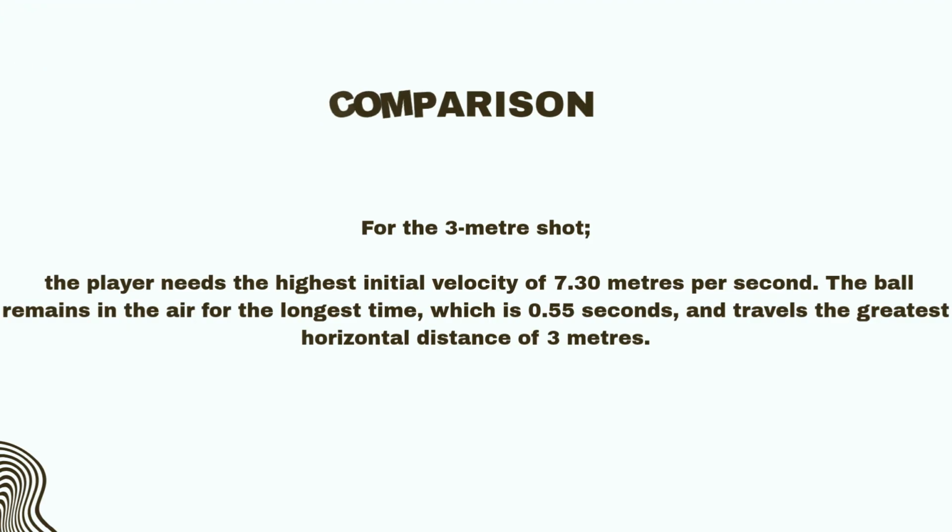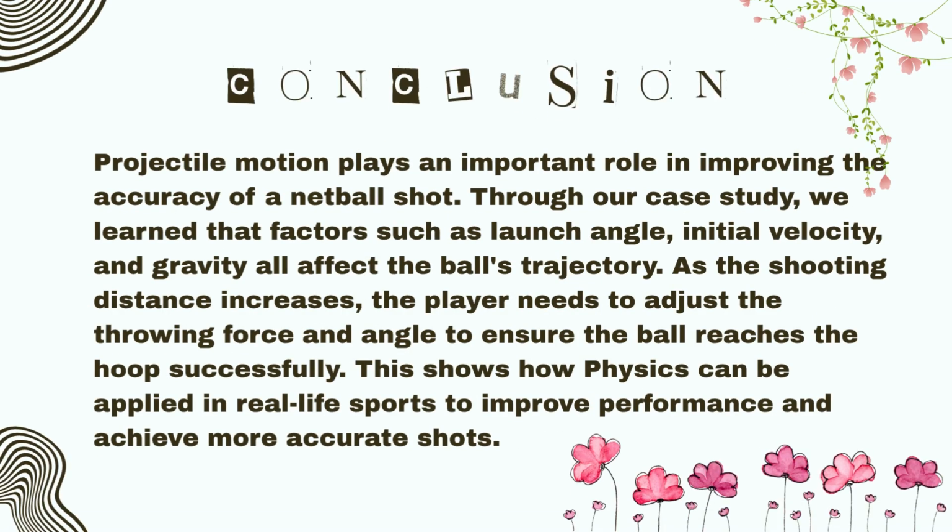In conclusion, projectile motion plays an important role in improving the accuracy of a netball shot. Through our case study, we learned that factors such as launch angle, initial velocity, and gravity all affect the ball trajectory. As the shooting distance increases, the player needs to adjust the throwing force and angle to ensure the ball reaches the hoop successfully. This shows how physics can be applied in real-life sports to improve performance and achieve more accurate shots. Thank you.